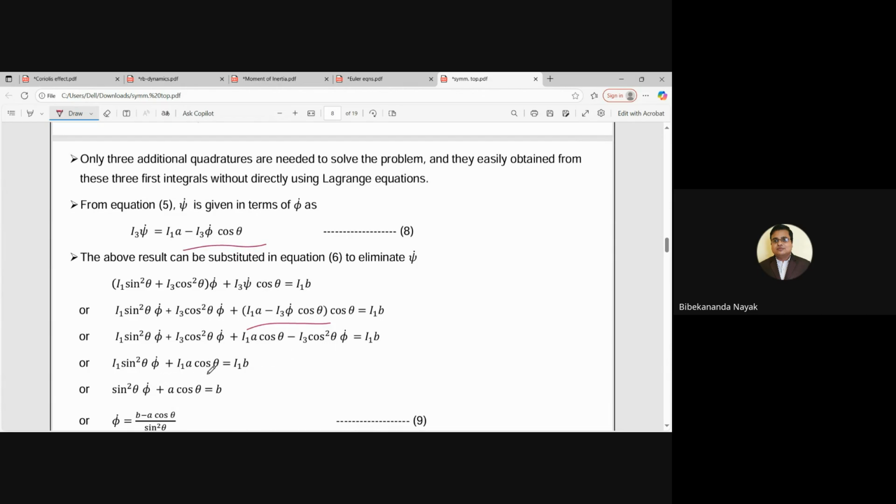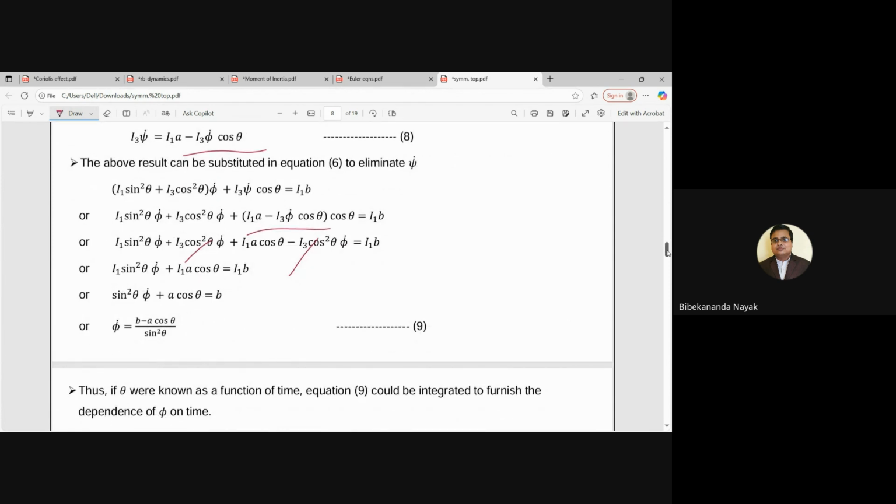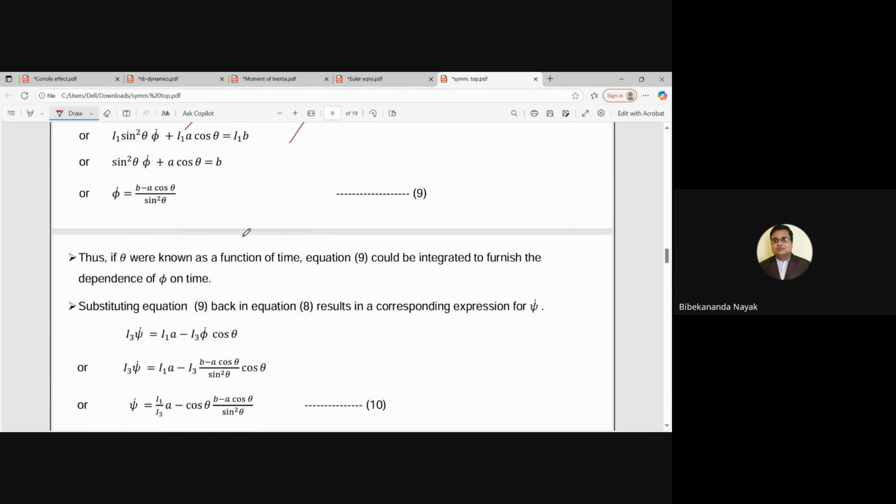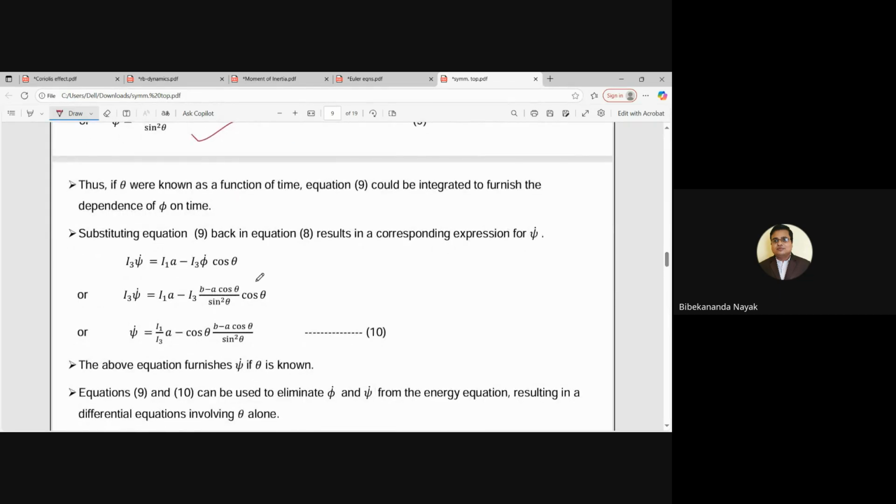I1 phi dot sin square theta plus I1 A cos theta is equal to I1 B, because these two are cancelled. So phi dot will be found as (B minus A cos theta) by sin square theta. Okay. Similarly, by substituting you can calculate psi dot. Procedure given, I3 psi dot is this from our equation. Then psi dot, using the value of phi dot, we can write psi dot is equal to this one.